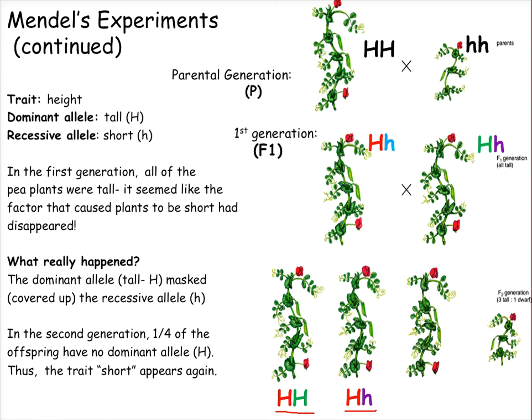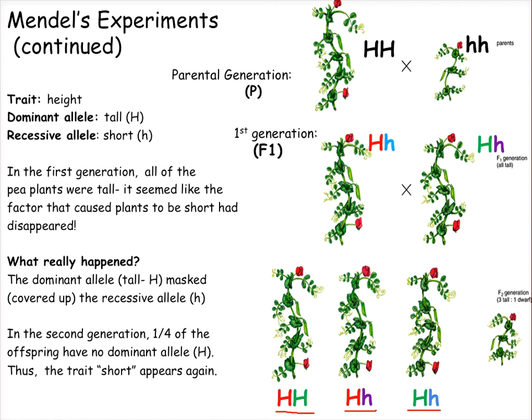The third possibility is that the first parent can give its recessive allele, and the second parent can give its dominant allele. So we see that here, it's the same combination, but just inherited in the opposite way. And again, in this third possibility, we have a third chance to be tall, because that dominant allele will overpower the recessive allele.